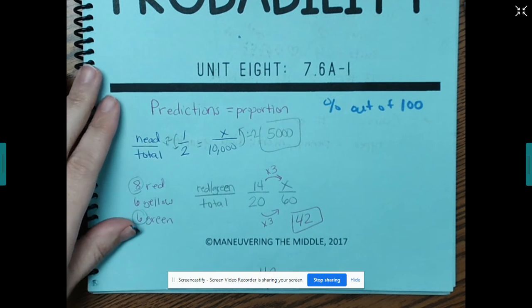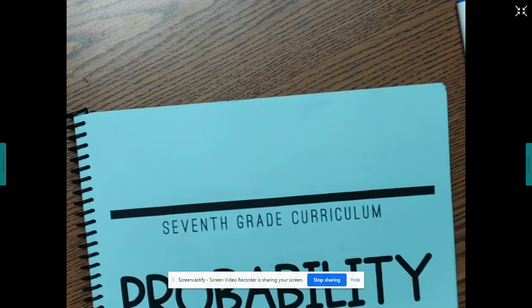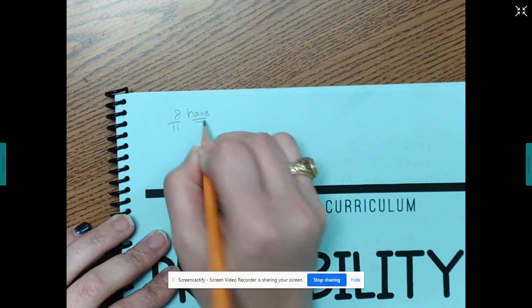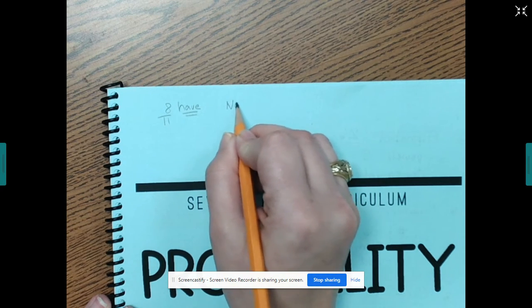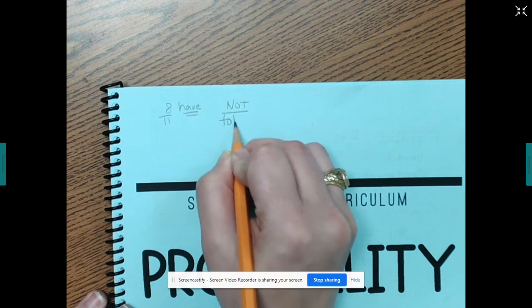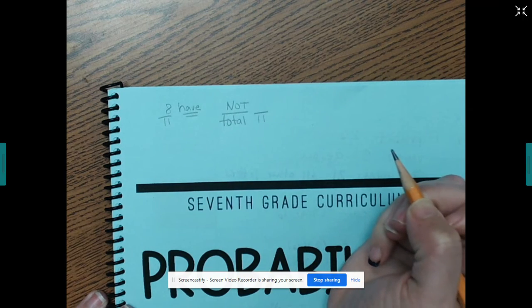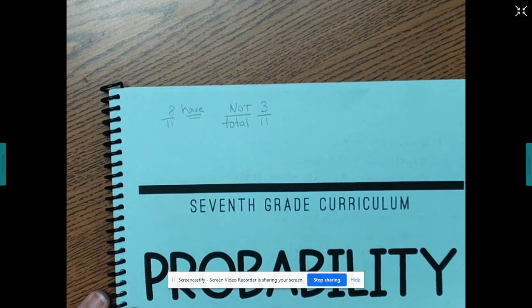On a subway, 8 out of 11 people are carrying a briefcase. If there are 700 people, how many do not have a briefcase? I don't have enough room, so I'm going to move up here. It said 8 out of 11 have a briefcase, but the question wanted to know how many do not. So it's going to be not over total. I already know the total is 11, but it says 8 have. So if 8 have them, then that means 3 do not, because I subtracted.